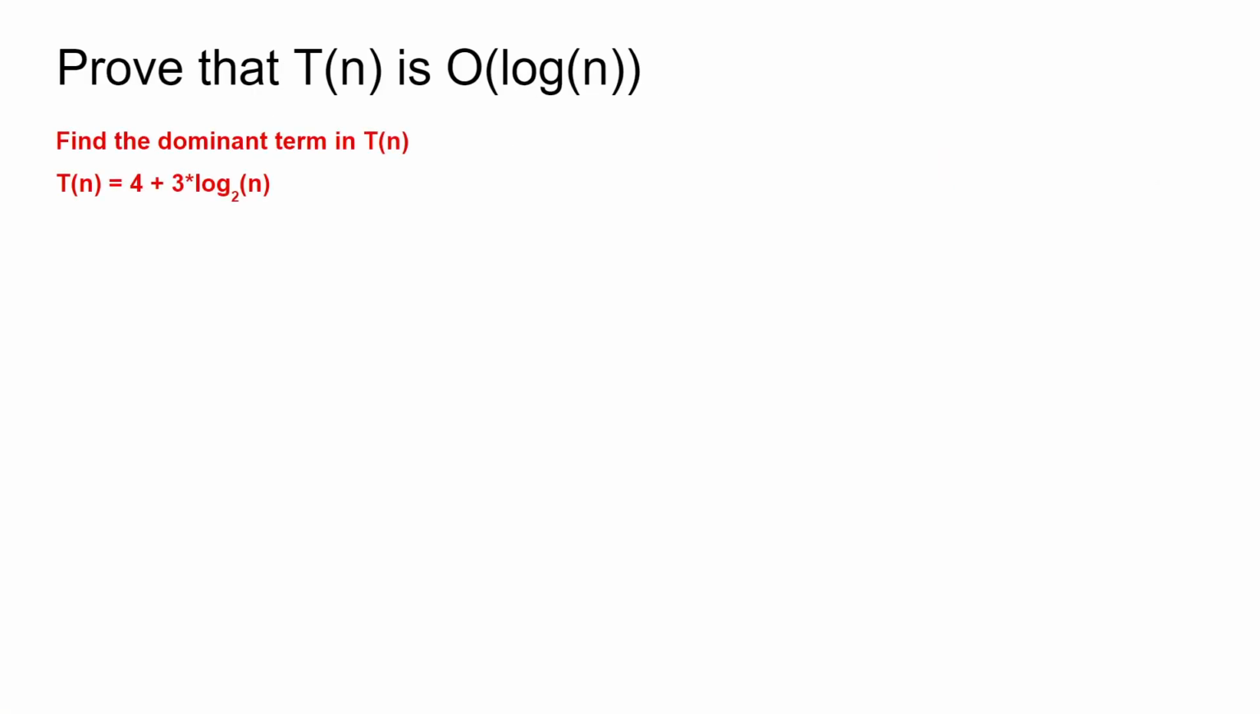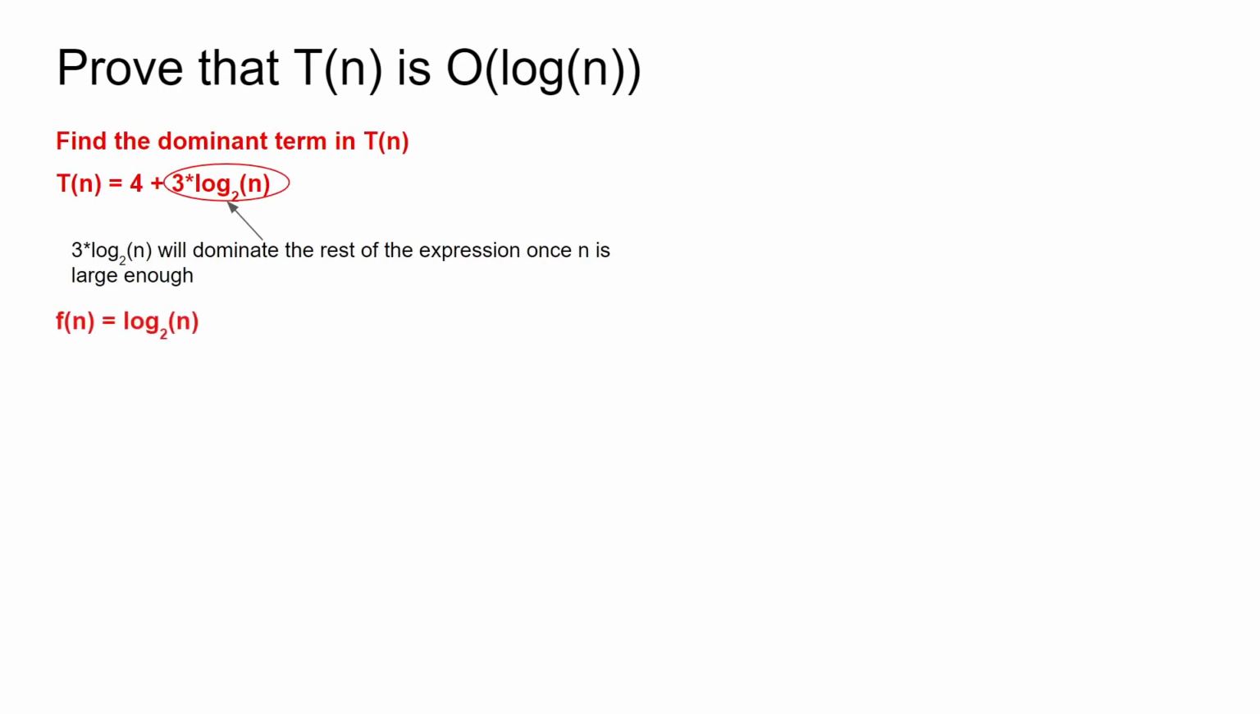Now that we have the runtime function, let's find the dominant term. 3 times log base 2 of n dominates the expression for large n values since it is the term which grows the fastest. Next, we set f(n) equal to the dominant term without the constant.